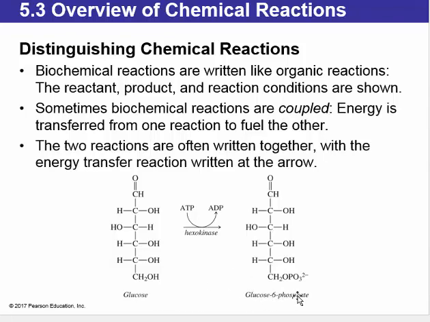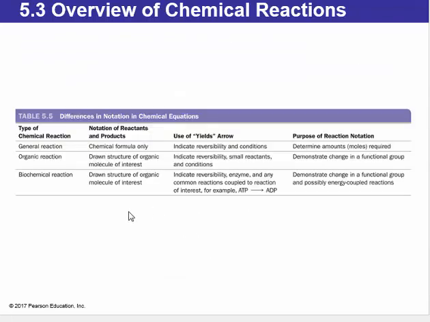Glucose forms glucose 6-phosphate, and then ATP transforms to ADP. It donates that phosphate as well as energy. So this coupled reaction is drawn above the arrow, and also the enzyme required for this process, hexokinase, is written as well. So how we write out a chemical reaction will depend on what sort of information we're trying to get from that chemical equation.